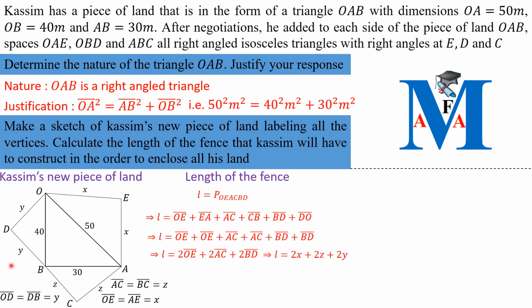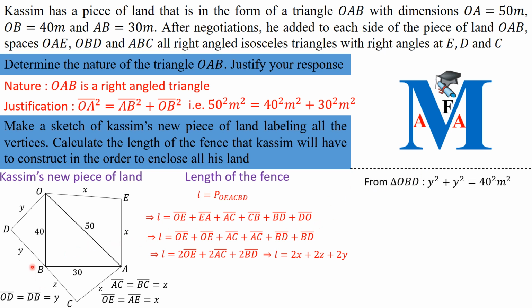Now to find x, y and z, we are going to consider these spaces that were being added. We're being told that they are right angled isosceles triangles. From the term right angled, it means that they obey the Pythagorean theorem. So we are going to use each of those spaces. We apply the Pythagorean theorem to find the respective lengths. The Pythagorean theorem simply states that the square of the longest side is equal to the sum of the squares of the other two sides, provided the triangle is a right angled triangle.